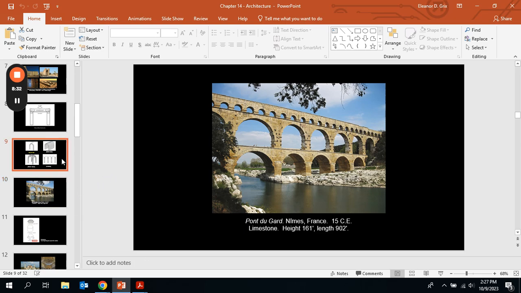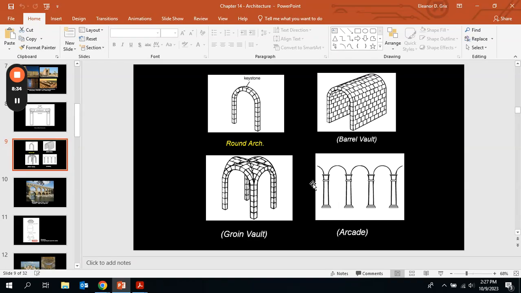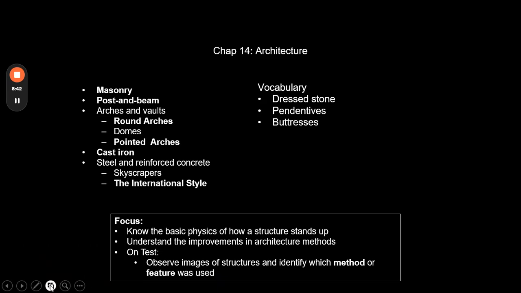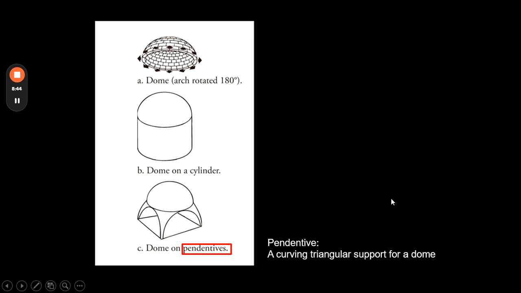This would be an example of an arcade, a series of arches, one after another. Again, not a term you have to worry about, but do have a look at domes. This is an arch that's just been rotated 360 degrees. And whenever it comes to domes, you can see it comes in a few different variations. You can place your dome directly on the ground, like a little igloo of sorts. You can put a dome on a cylinder. This is also called a dome on a drum. Or, vocab, you can place your dome on pendentives.